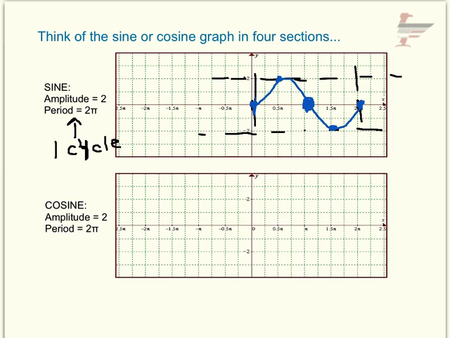then you find your midpoint, which would be at pi, and then you find the midpoint between these 2 points, which is here, and then the midpoint between these 2 points, which is here. So it's actually quite simple once you get the hang of it.